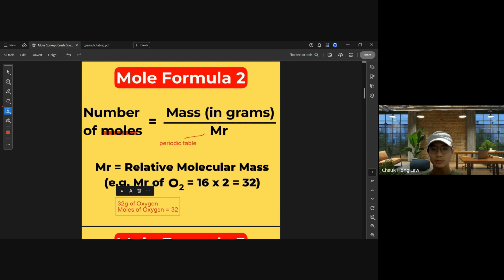The mass will be 32. Then what is the MR? Oxygen, it exists as O2, right? It's a diatomic molecule, O2.